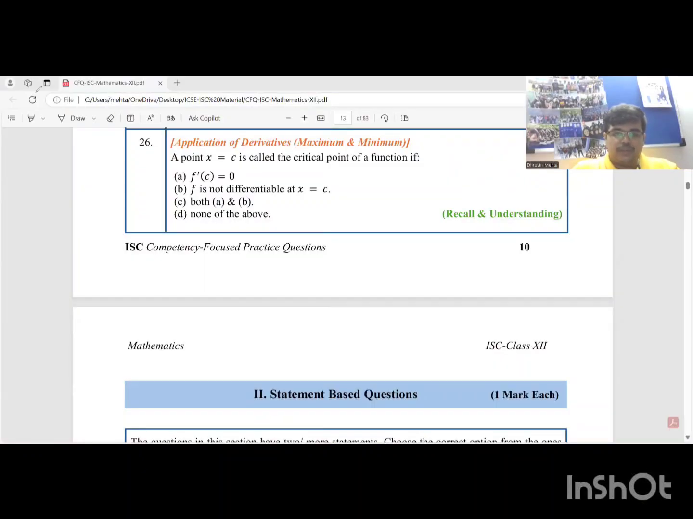So students, in this first question, it's a very simple question. A point x equal to c is called the critical point of a function if f dash c is equal to 0, which is true. If f is not differentiable at x equal to c, then the derivative will not exist. But that is not true. If the derivative exists, it has to be 0 at that point. So therefore, this is not the correct option, and therefore option A is correct. We'll move to the next question.